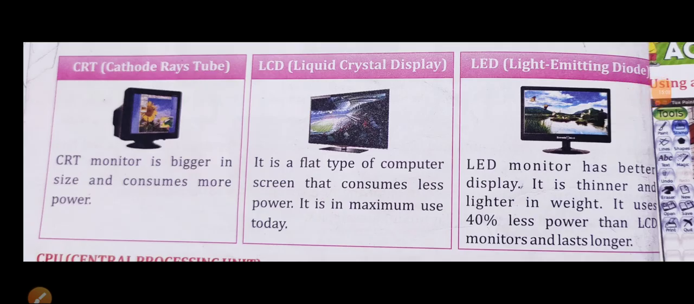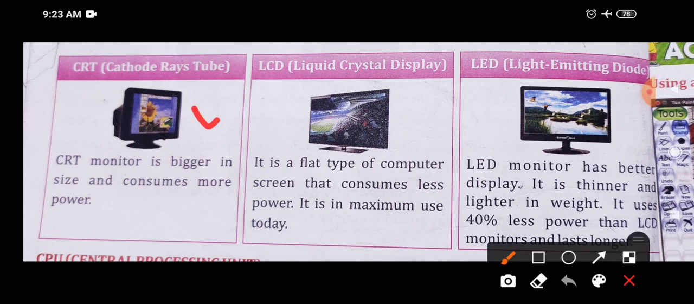Now, as we have read about monitor, monitors are of three types. First is CRT, cathode ray tube. These monitors were used a long time ago. Then comes LCD, liquid crystal display. And next is LED, light emitting diodes. Now let us see the difference in these three monitors.